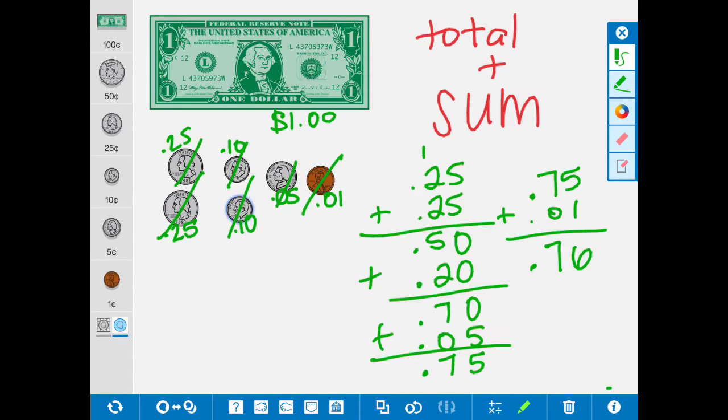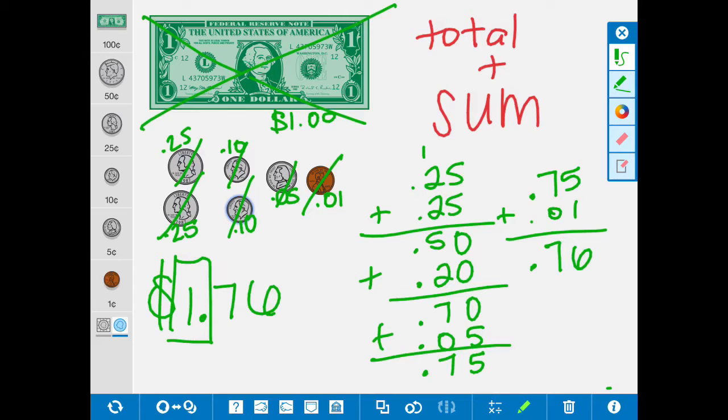And then I have a dollar bill. So I have $1.76. I'm going to use my dollar sign because there's something in my dollar spot. Now, say this dollar wasn't here and I had only 76 cents, then I would write 76 cents or point 76. Either way is an acceptable one.